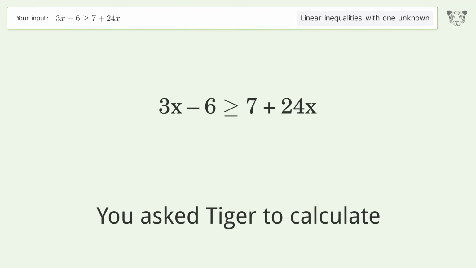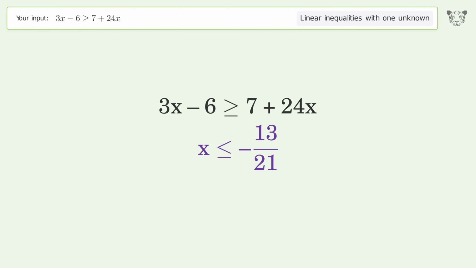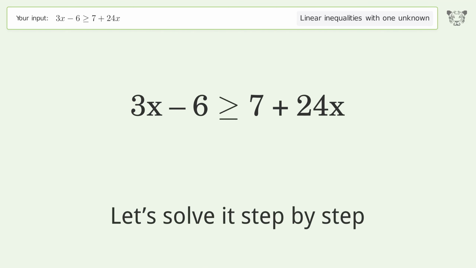You ask Tiger to calculate. This deals with linear inequalities with one unknown. The final result is x equal or smaller than -13/21. Let's solve it step by step.